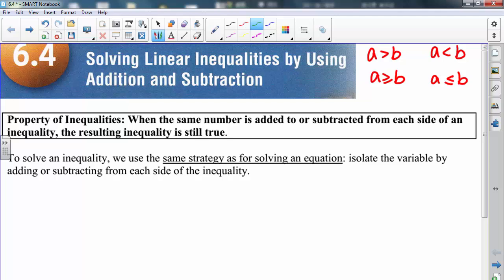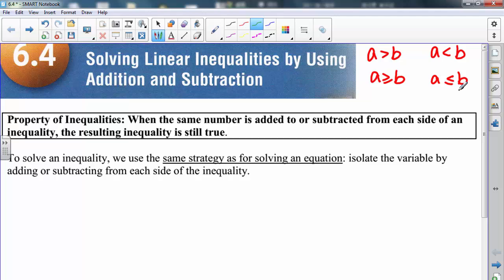In 6.3, we learned some basic concepts of inequalities. We learned 4 different types of inequalities: A is larger than B, A is larger than or equal to B, A is smaller than B, A is smaller than or equal to B. We know this inequality sign looks like the alligator mouth. The alligator mouth always opens towards the larger side.